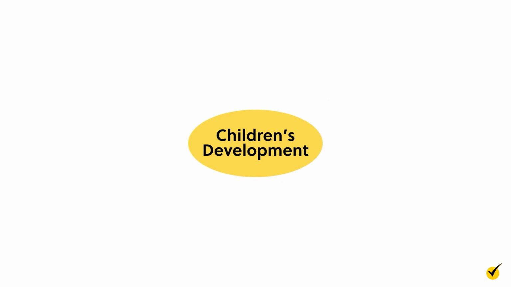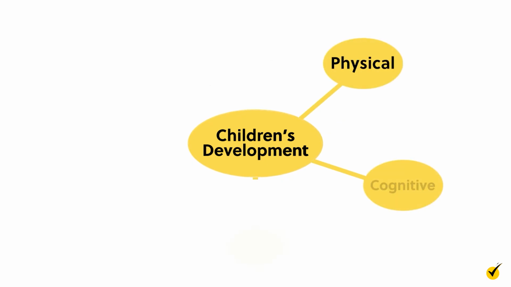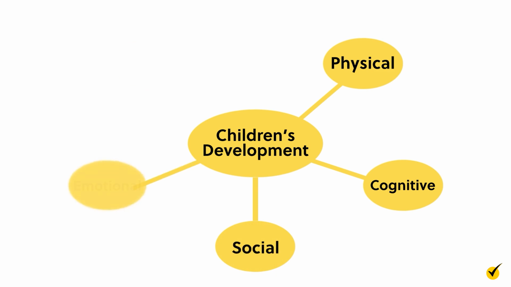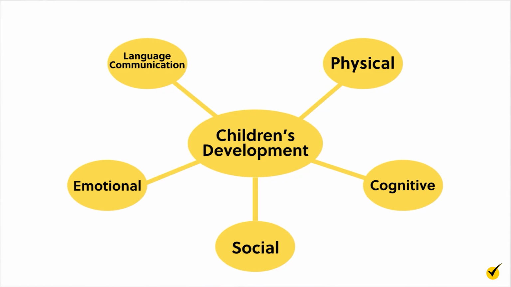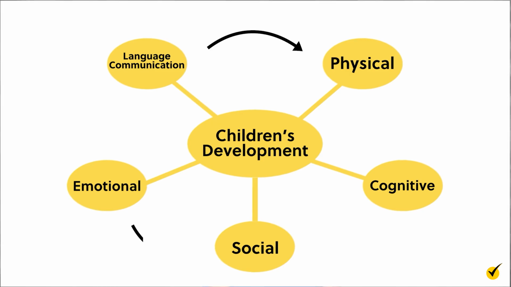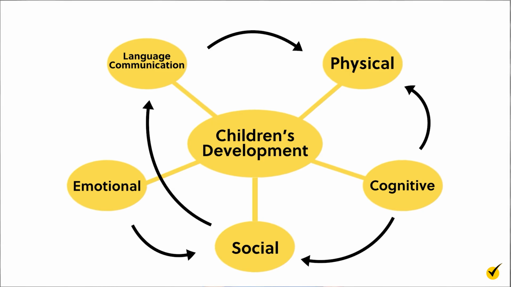Children's development can be divided into 5 domains: physical, cognitive, social, emotional, and language communication. Different fields sometimes refer to these domains by other names or subdivide them further. Within each domain, there are indicators describing certain behaviors or milestones children are expected to reach, accounting for the individuality of each child. Let's explore each domain now.